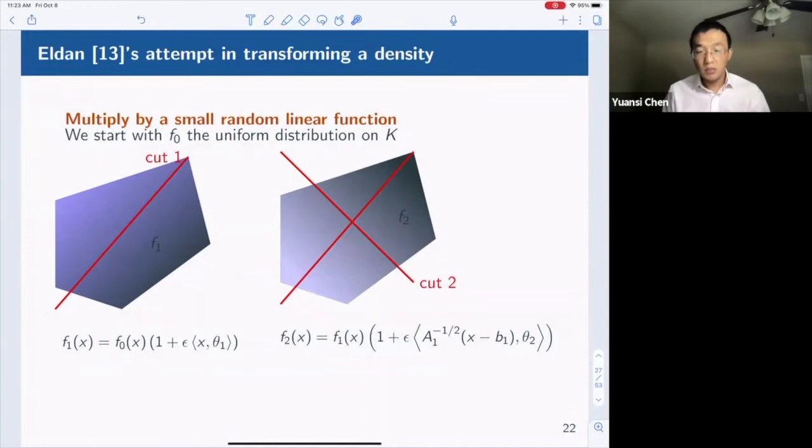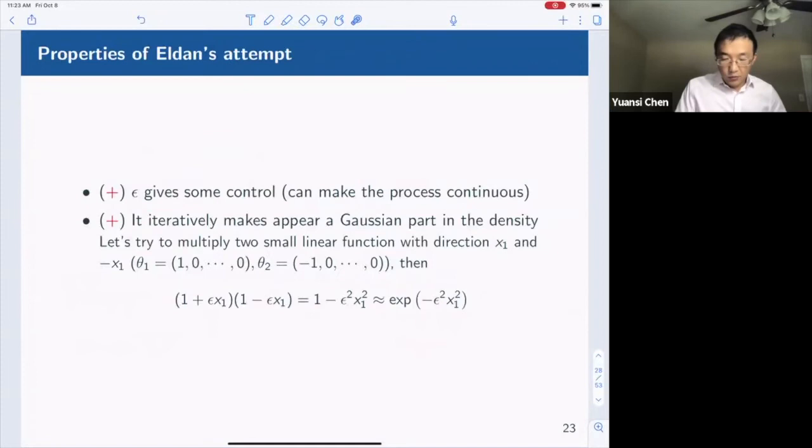The good thing about this kind of transformation is that you can do it with an epsilon. So you can make the epsilon tend to zero and give some kind of continuous process that transforms your density, and you can do some kind of stochastic calculus, which we'll discuss.